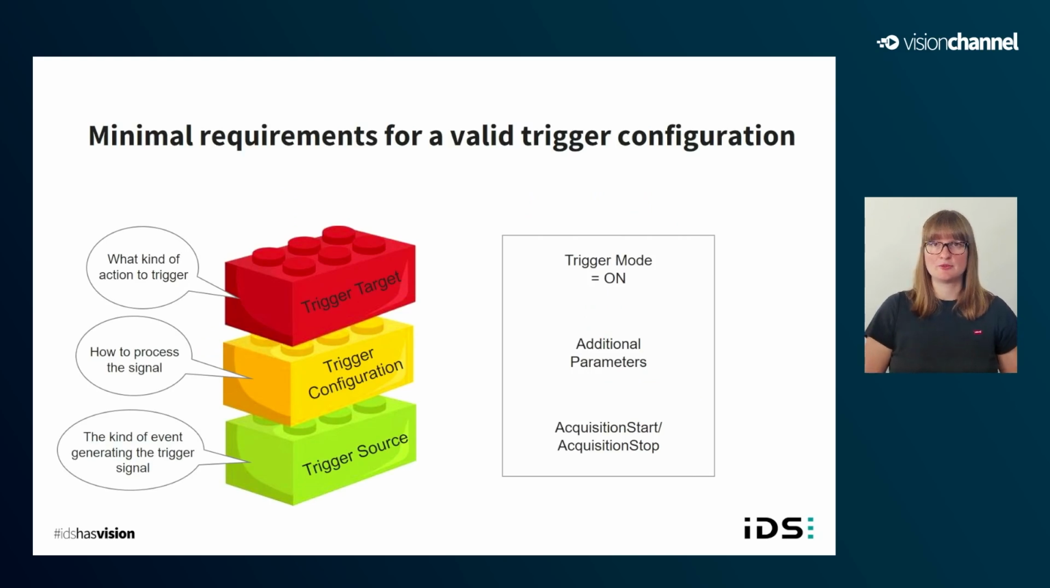Let's come to the hands-on part and configure different use cases together. Let's quickly remember the chart from the beginning with the minimal requirements for a valid trigger configuration. We need to define the trigger target, the trigger source, and depending on the use case, a trigger configuration. The trigger mode has to be set to on, and after setting additional parameters, we have to call acquisition start to make the system ready for image capturing.